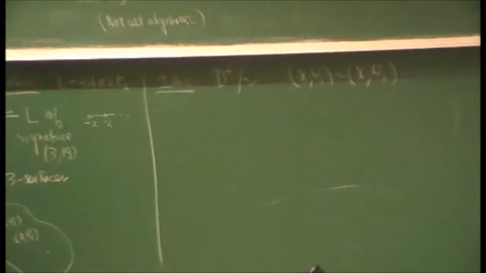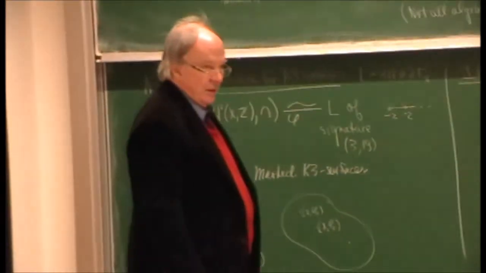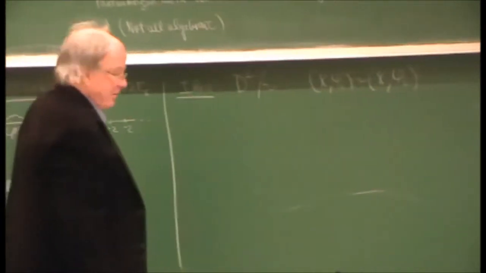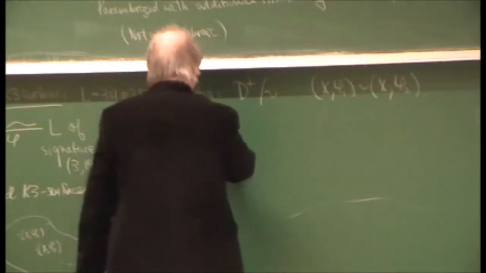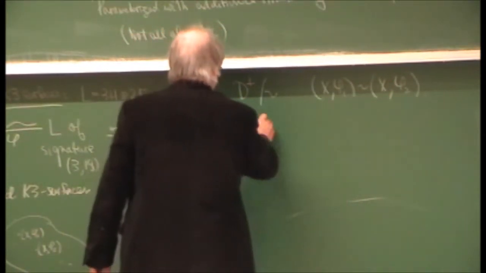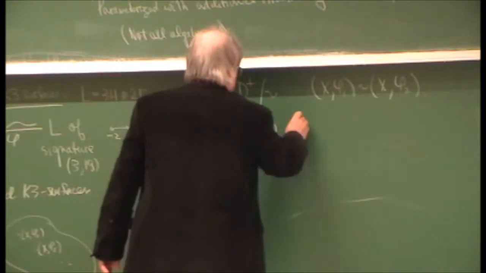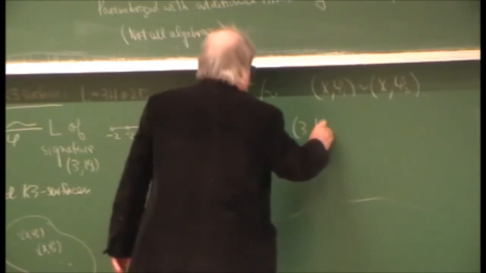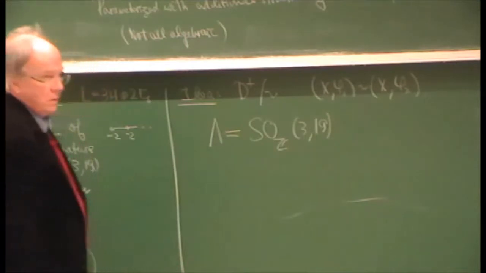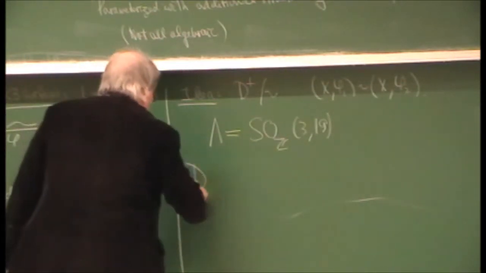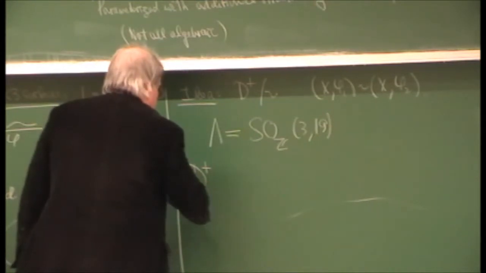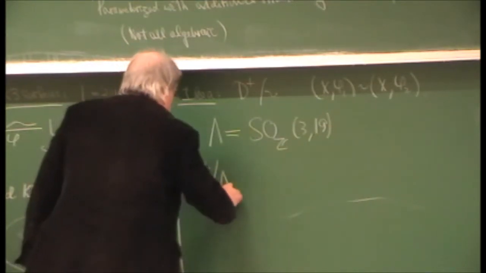Well, in this case, the group that identifies these markings is very well understood. This group here that acts, which I'll call G, is SO(3,19)(Z). So what you're dealing with here is the analogue of the Teichmüller space modulo this group.